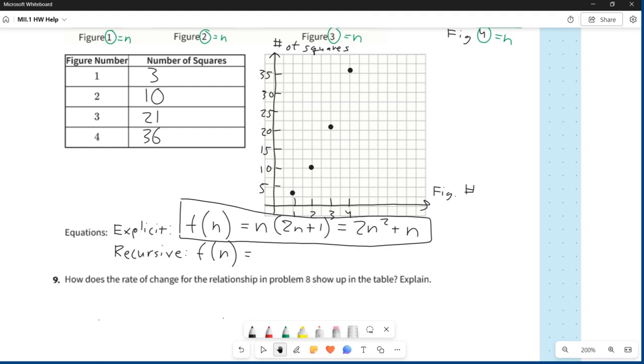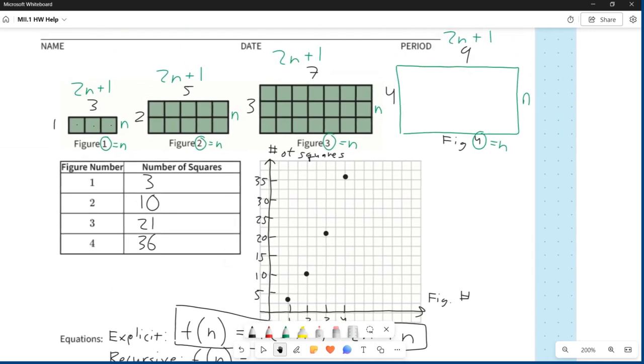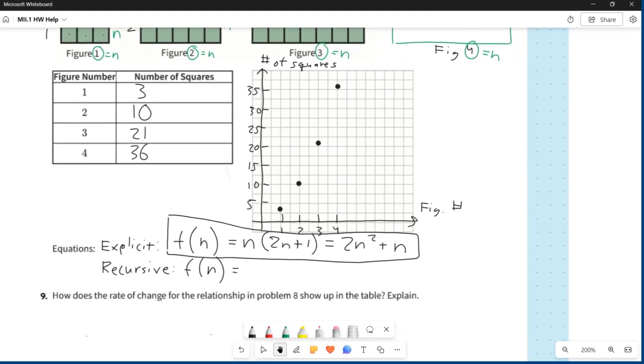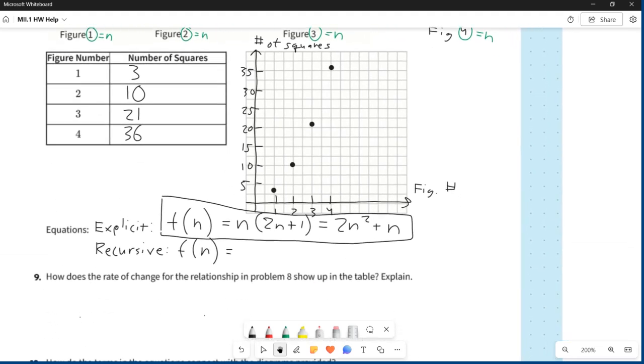And again, the way that we got that is by looking at the pattern that exists with the dimensions of the rectangle and figuring out, all right, how do I get my area? And I multiply them together, and we're good to go. Last part of this question is, what is a recursive formula for the same pattern that we're noticing? Now, a recursive formula does not refer specifically to n, it refers to my previous term. So if I'm talking about f of n, my previous term is going to be f of n minus 1.